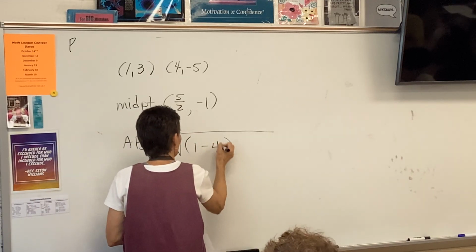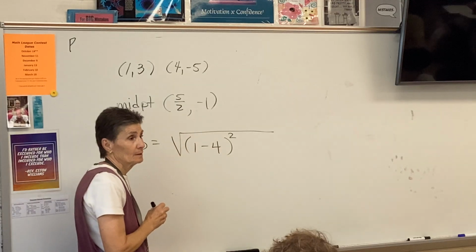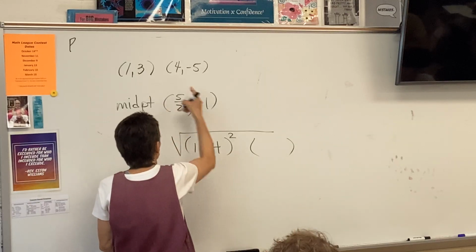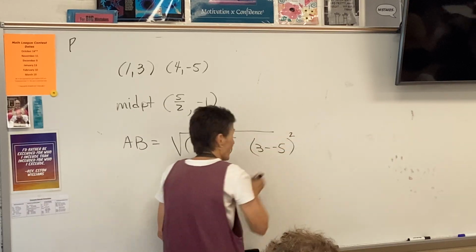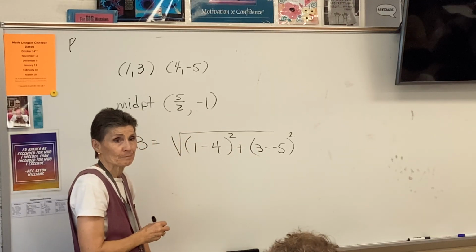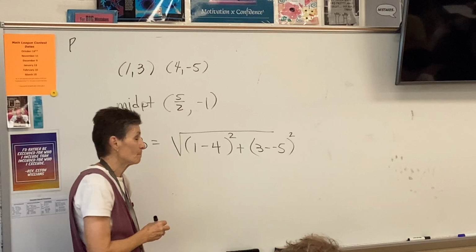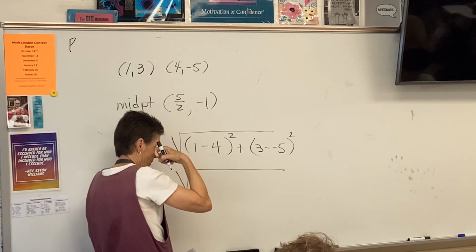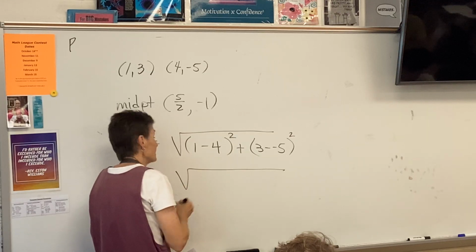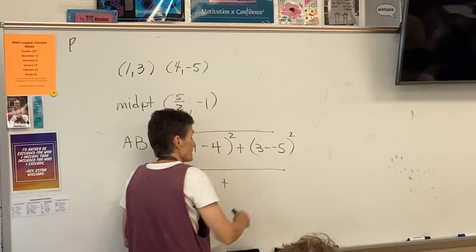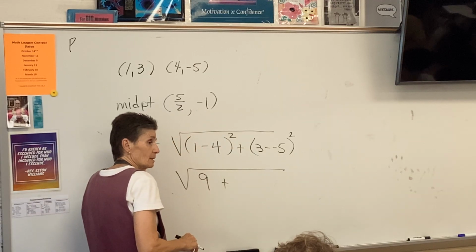So 1 minus 4, and then I gotta square that. And then I'll subtract my y's. 3 minus -5, and square that. And then I add those together, right? And square root the whole shebang. So here we go. What is 1 minus 4? Squared is 9. Always positive when you square. What's 3 minus -5? 8. Squared.